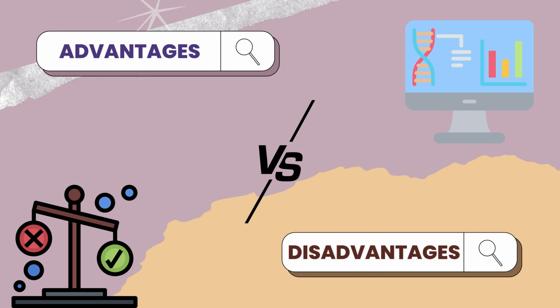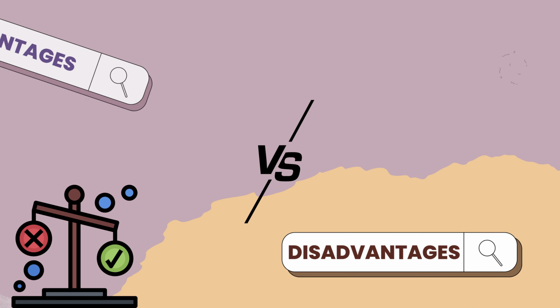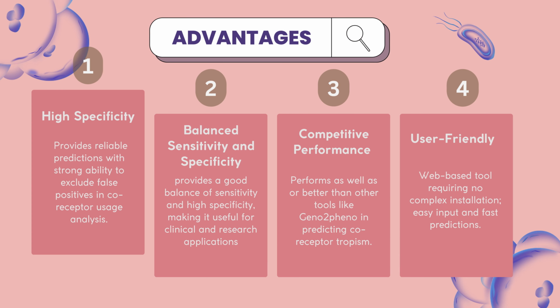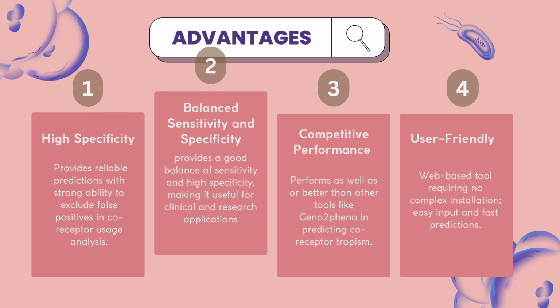Now, let's look at the advantages and disadvantages of using WebPSSM. For the advantages, first, WebPSSM offers high specificity, providing reliable prediction with a strong ability to exclude false positives in co-receptor usage analysis. Second, it provides a balanced sensitivity and specificity, making it useful for both clinical and research applications.